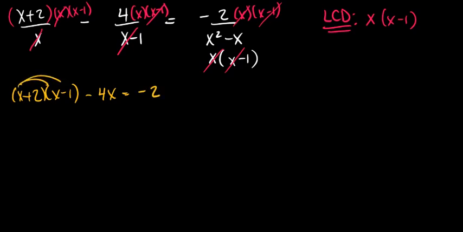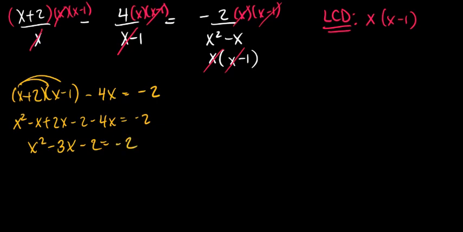Okay, going to distribute. So I have x squared minus x plus 2x minus 2 minus 4x is negative 2. I'm going to combine my like terms. I have x squared. I have negative x and a positive 2x, which is a positive x, minus 4x, which is minus 3x. Okay, and then minus 2 equals minus 2. So if I add this 2 on both sides, they cancel out. So I'm left with x squared minus 3x equals 0.